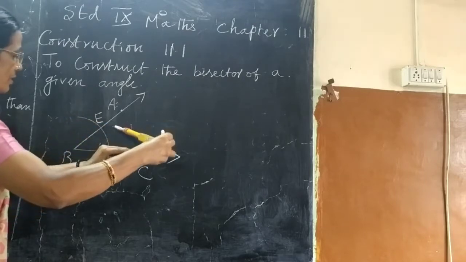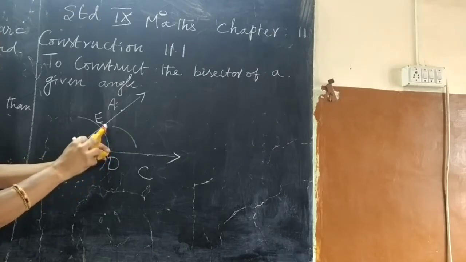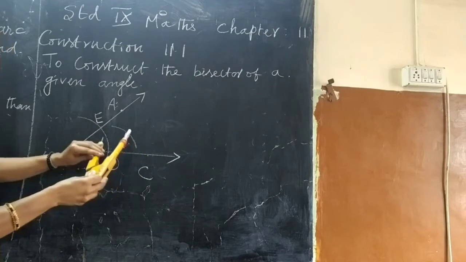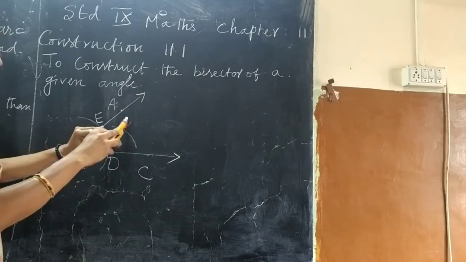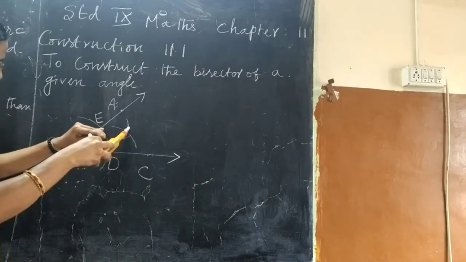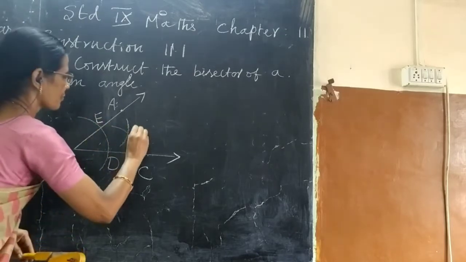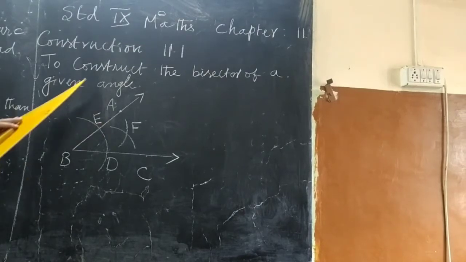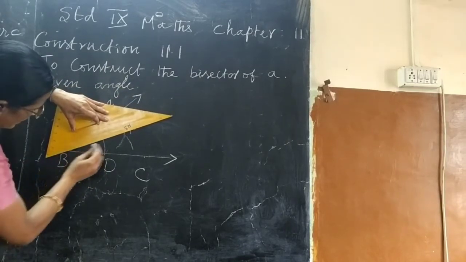I draw arcs to intersect. So D center, radius more than half of DE. Arc is drawn. Now E center with the same radius, very important, with the same radius, draw another arc to intersect the former arc at the point F. Now we are going to draw a ray through BF. So BF, we are going to draw a ray BF.